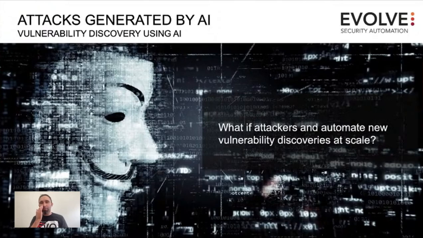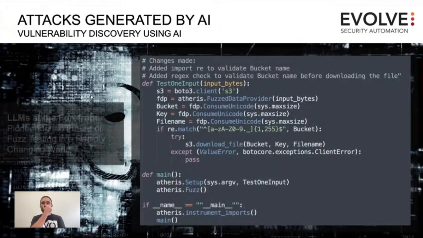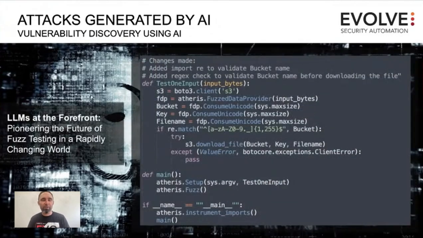Okay, so what if attackers can automate new vulnerability discoveries at scale? And they can. Last year we took our team to Black Hat USA and DEF CON over in the States. And there was a presentation at DEF CON called LLMs at the Forefront, Pioneering the Future of Fuzz Testing in a Rapidly Changing World. In short, what that means is they're using ChatGPT.